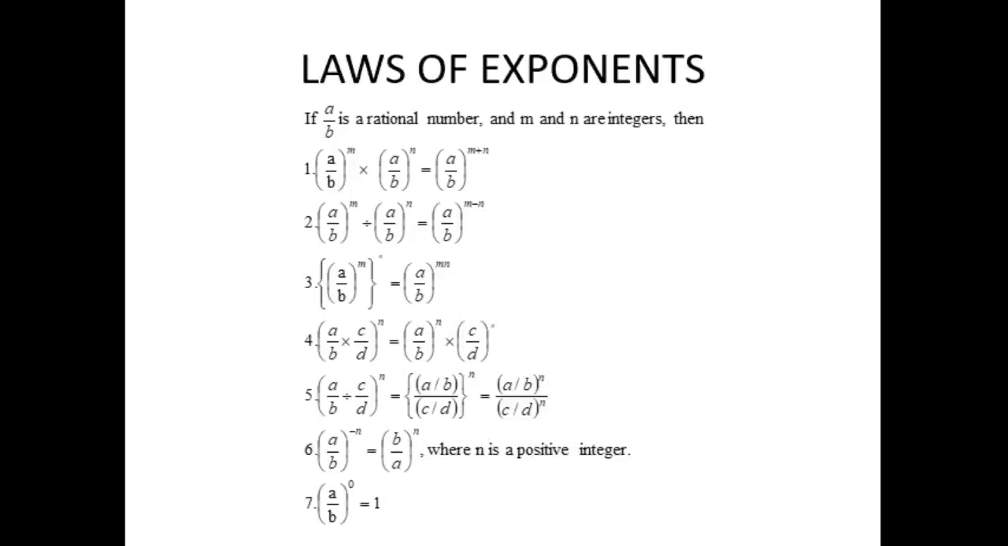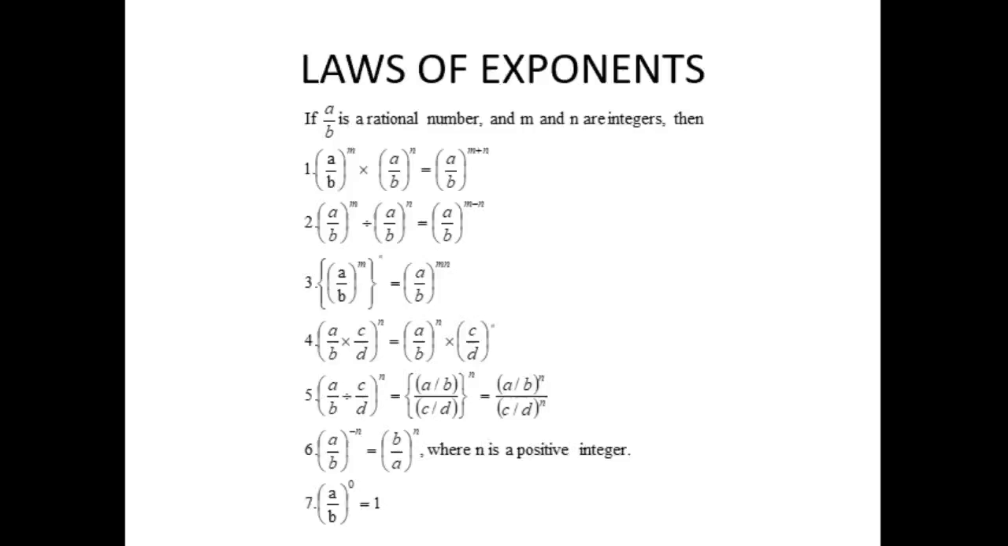We write it in this way as (a/b)^n = a^n/b^n. Now come to the sixth rule, that is called negative exponent. (a/b) raised to the power minus n. We take the reciprocal so that the power becomes positive, that is equal to (b/a) raised to the power n, where n is a positive integer.